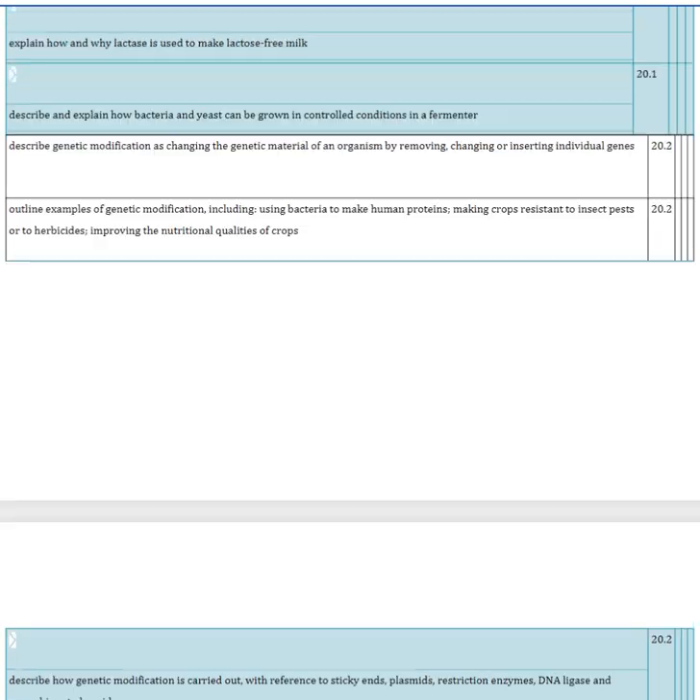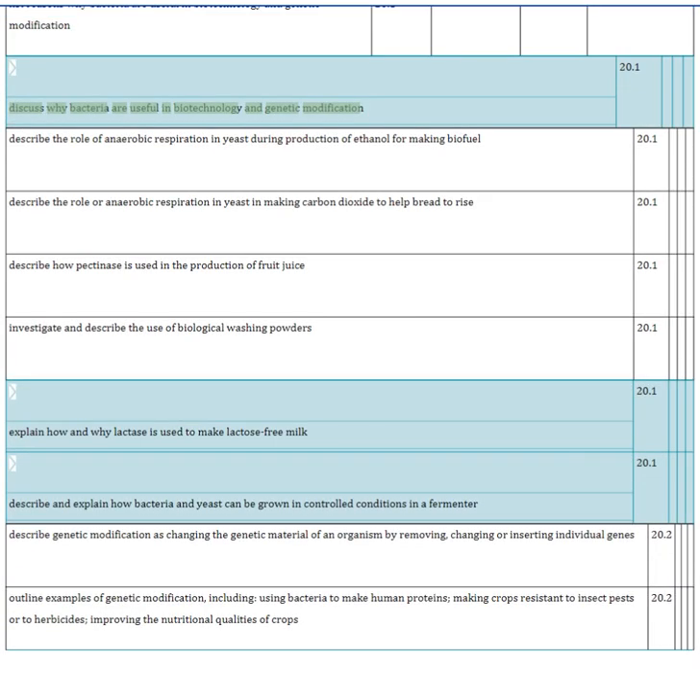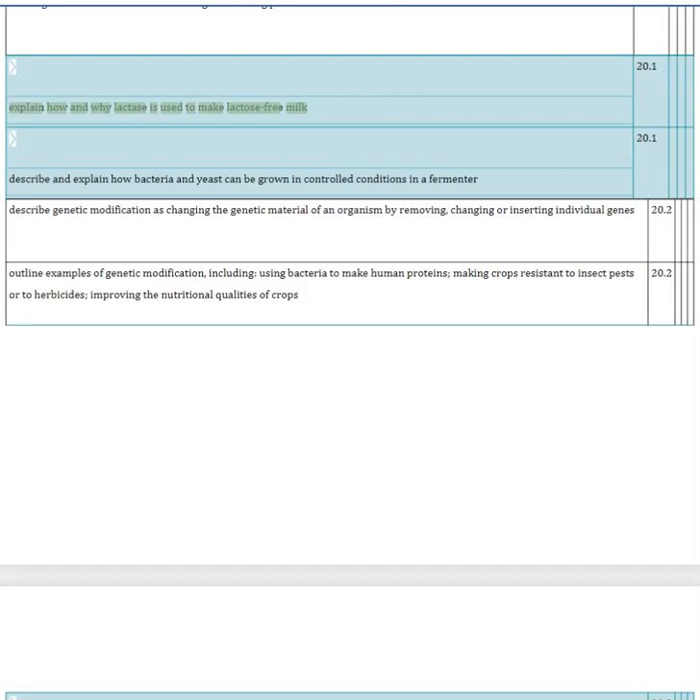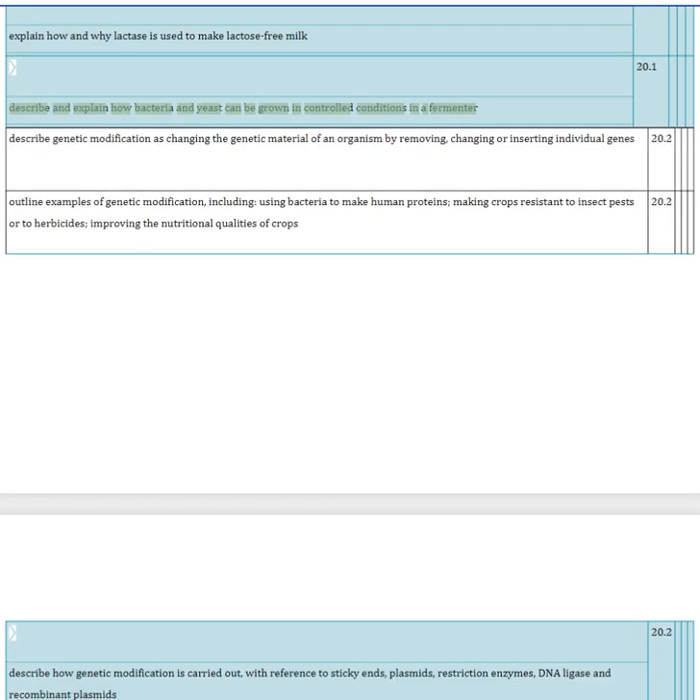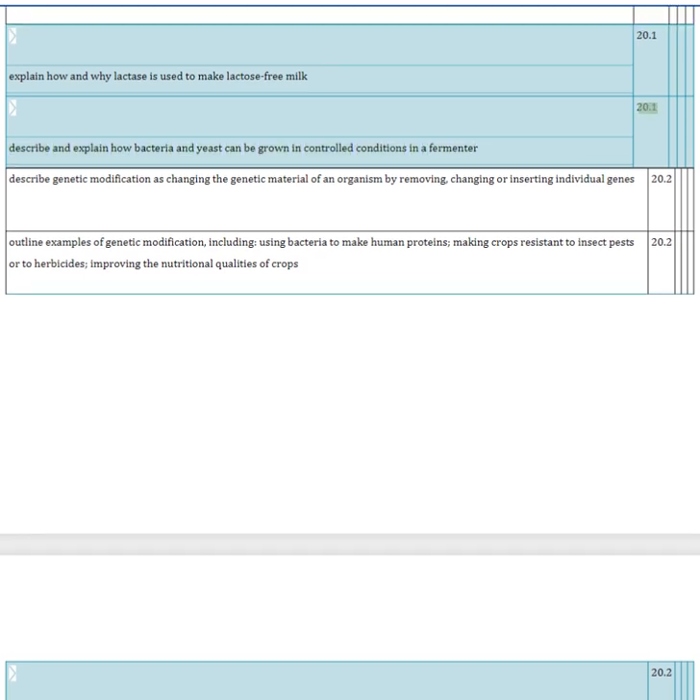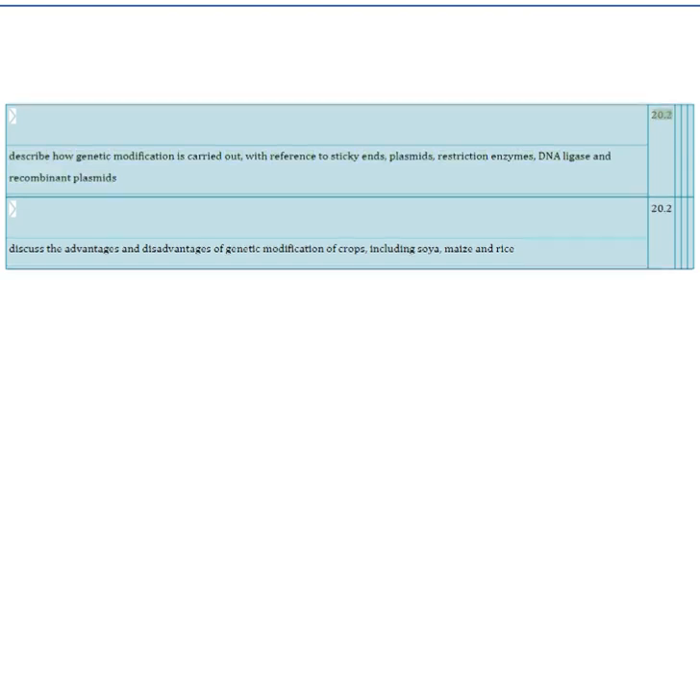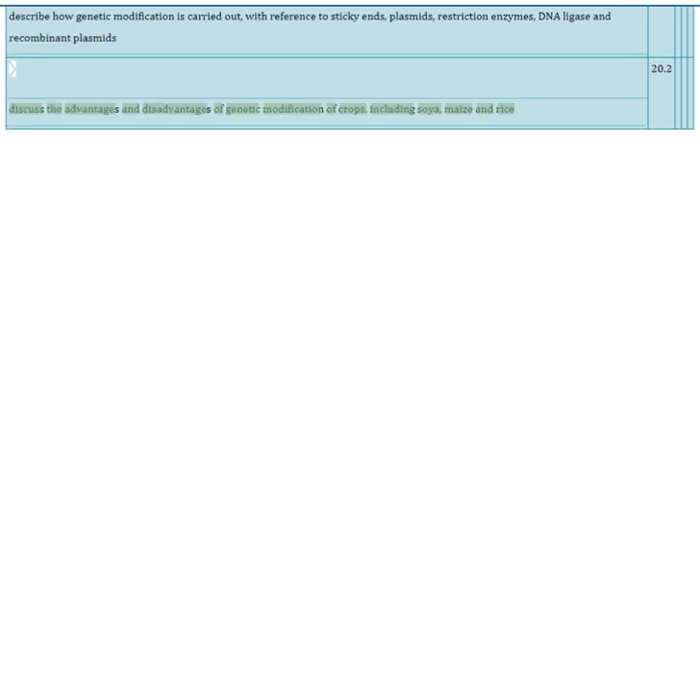20.2. Discuss why bacteria are useful in biotechnology and genetic modification. 20.1. Explain how and why lactase is used to make lactose-free milk. 20.1. Describe and explain how bacteria and yeast can be grown in controlled conditions in a fermenter. 20.1. Describe how genetic modification is carried out with reference to sticky ends, plasmids, restriction enzymes, DNA ligase and recombinant plasmids. 20.2. Discuss the advantages and disadvantages of genetic modification of crops, including soya, maize and rice.